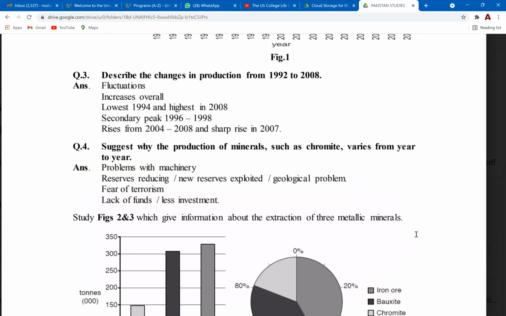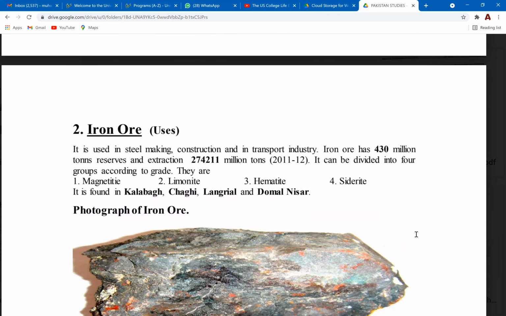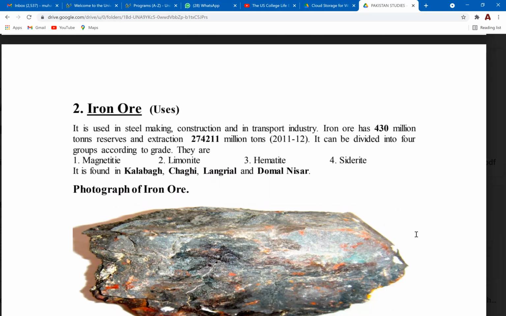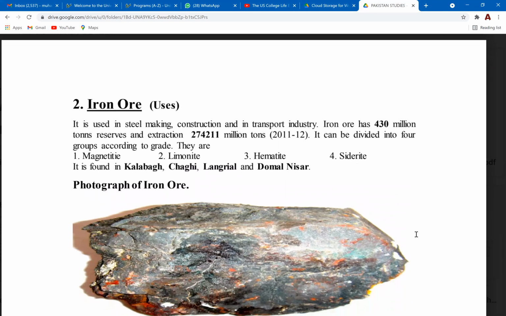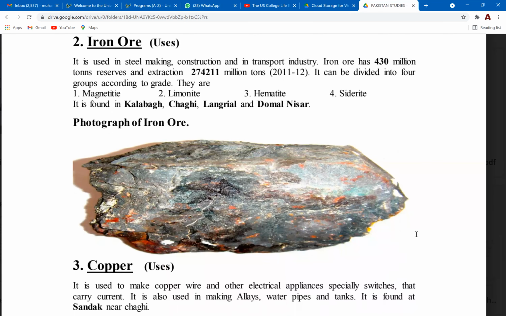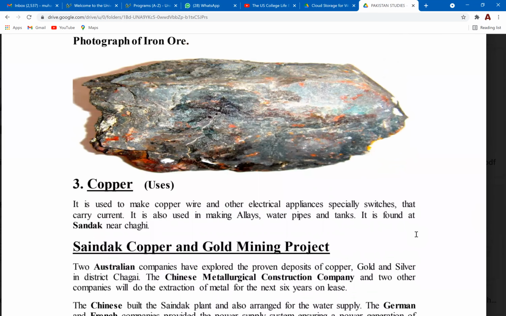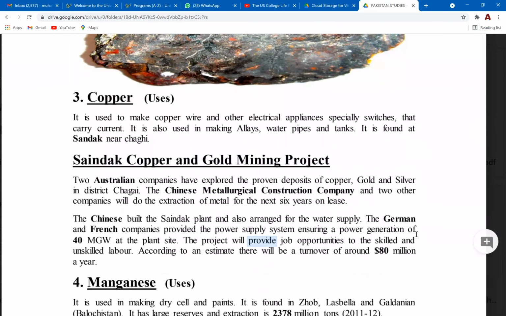You see, you don't need to know these specific values, but generally by looking at the reserves, you get to know that, okay, this is how this mineral is extracted. I mean, in this much quantity, this mineral is available in the country. So iron ore has these different types: magnetite, limonite, hematite, and siderite. So yeah. Now, wait, so this is the picture. And the third type of mineral is copper.